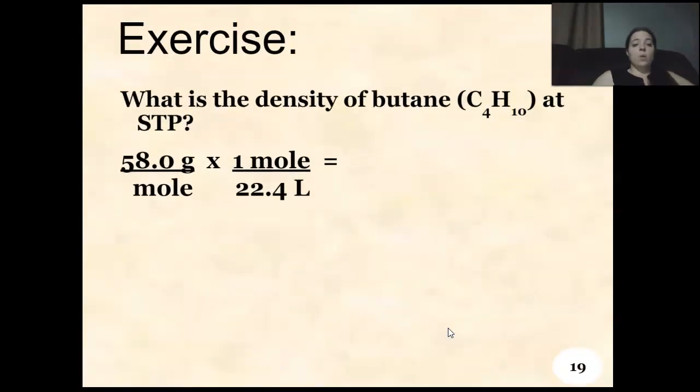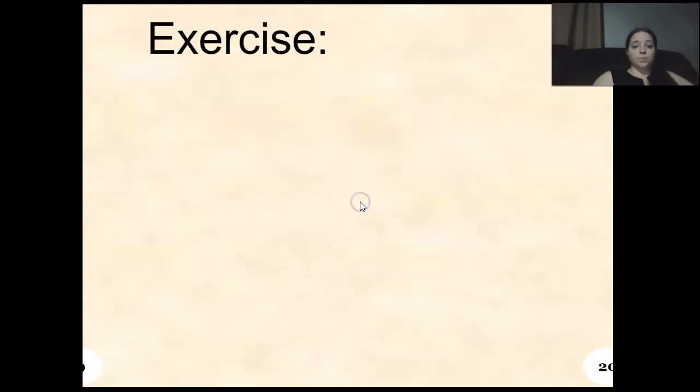All right, real quick. What is the density of butane? Four carbons, 10 hydrogens. Four carbons, that's 12, 12 times 4 is 48. 48 plus 10 is 58 grams. I got to get my density. So grams per mole times 1 mole over 22.4, because I need grams over liters. Moles cancel out, and I get 2.59 grams per liter.